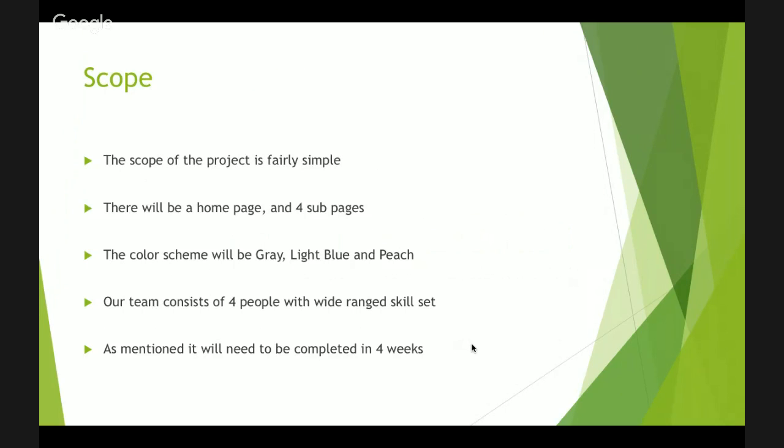The scope of the project is going to be fairly simple. There's going to be a home page and then 4 subpages for content, a display page of all the different photos, and a contact page. The color scheme of the website is going to be gray, light blue, and peach. There are 4 people on our team with a wide range skill set of things that we're capable of doing, and it will need to be completed in 4 weeks, as I mentioned earlier.